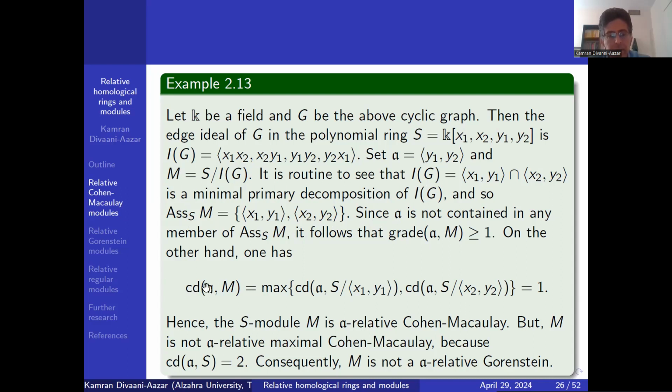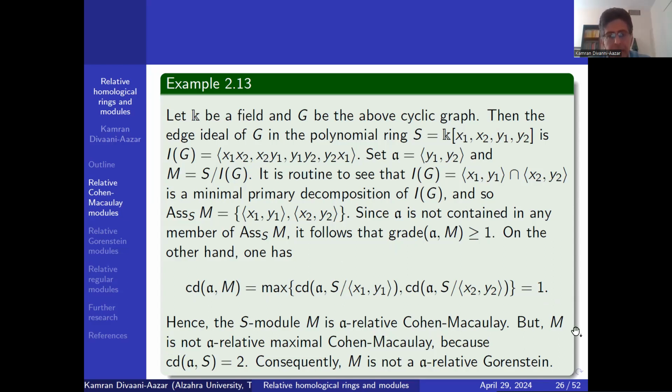On the other hand, the cohomological dimension of A and M is the maximum of these two. One can easily show this. It's elementary in local cohomology theory. So since these two are 1, their maximum also is 1. Here, always this is smaller than or equal to this. Since this is 1 and this is bigger or equal to 1, we have equality of these two. Grade of A and M and cohomological dimension of A and M are equal. And so by definition, M is a relative regular.